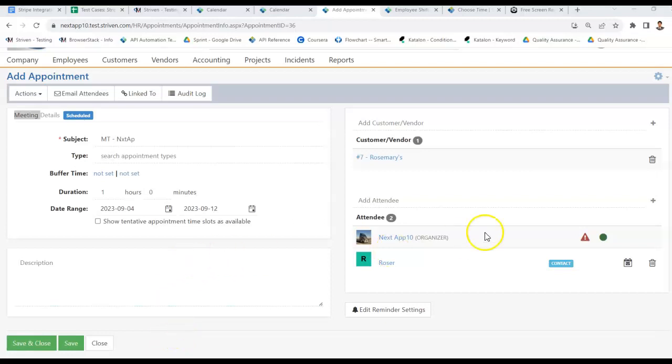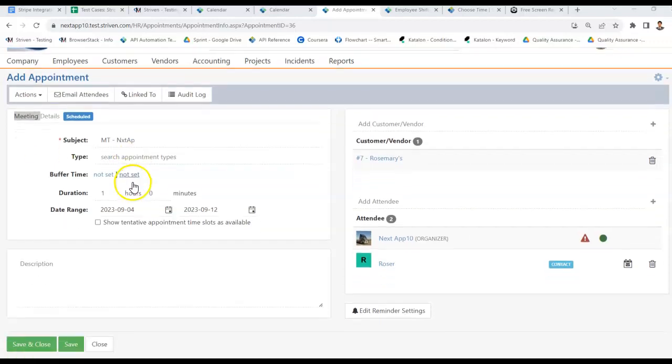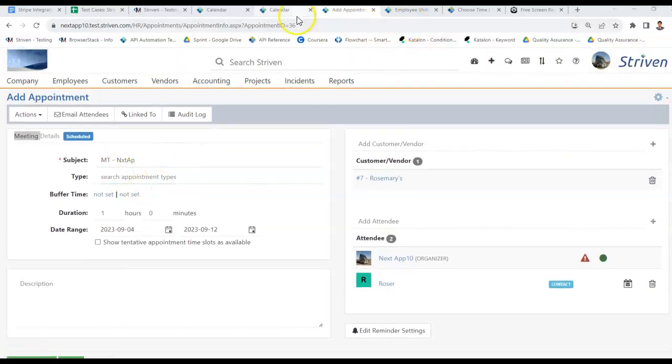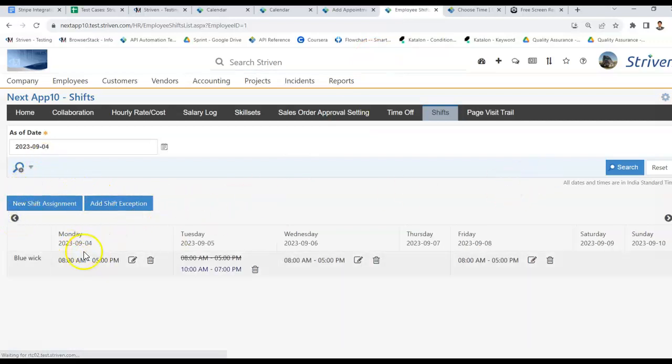Hi Eric. So I noticed one more thing here which doesn't seem to be correct. I have this employee shift set to, for Monday, 8 a.m. to 5 p.m. All times are in IST, and for Tuesday, for this particular day, I had a shift exception from 10 a.m. to 7 p.m.